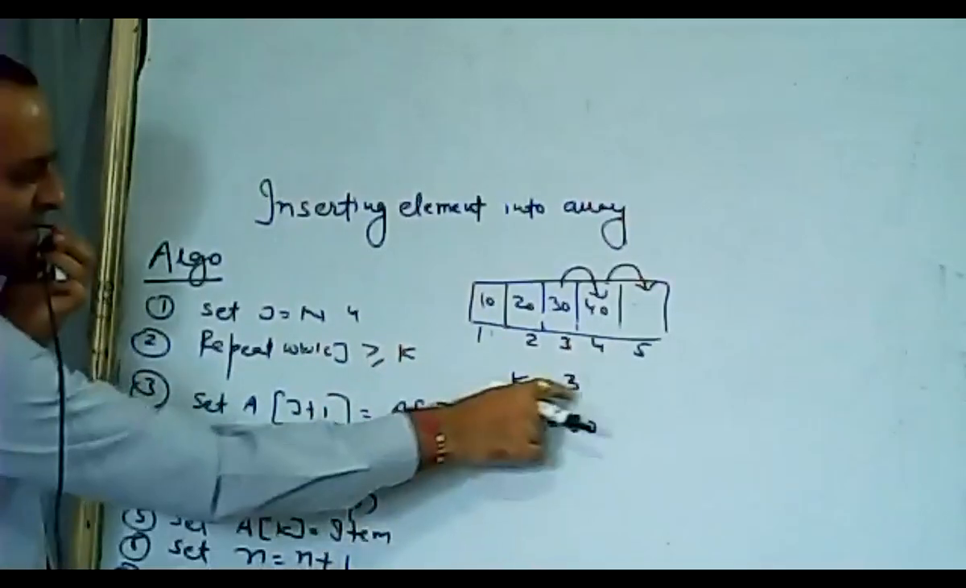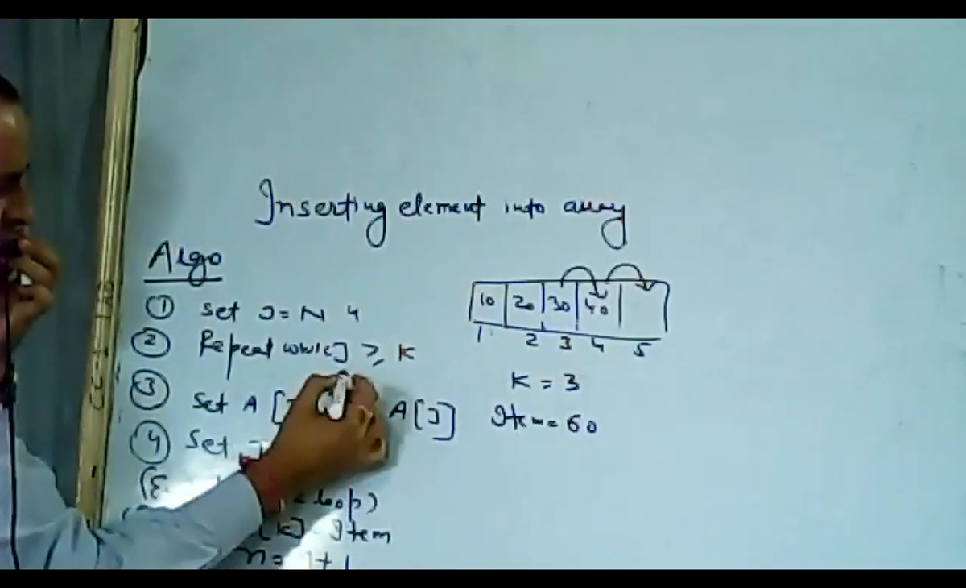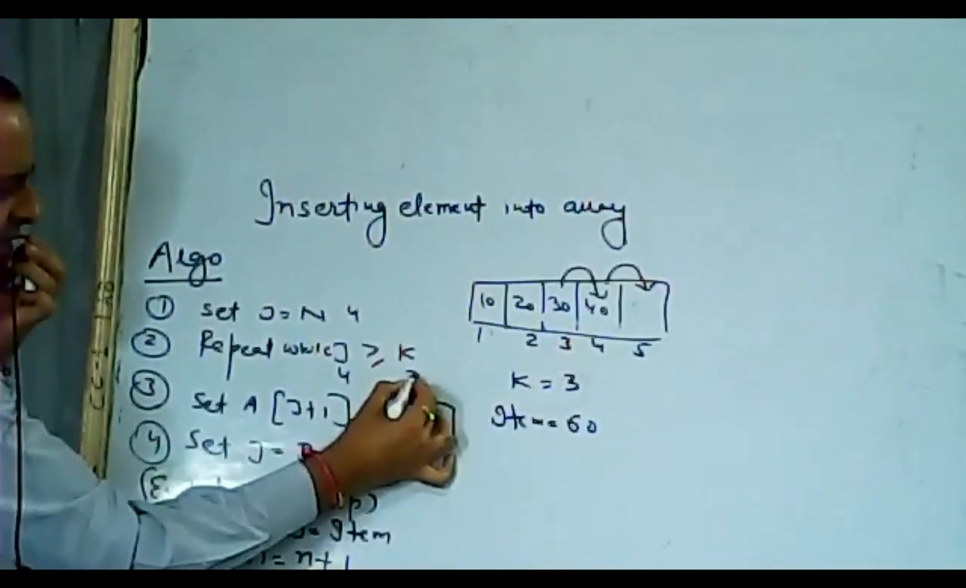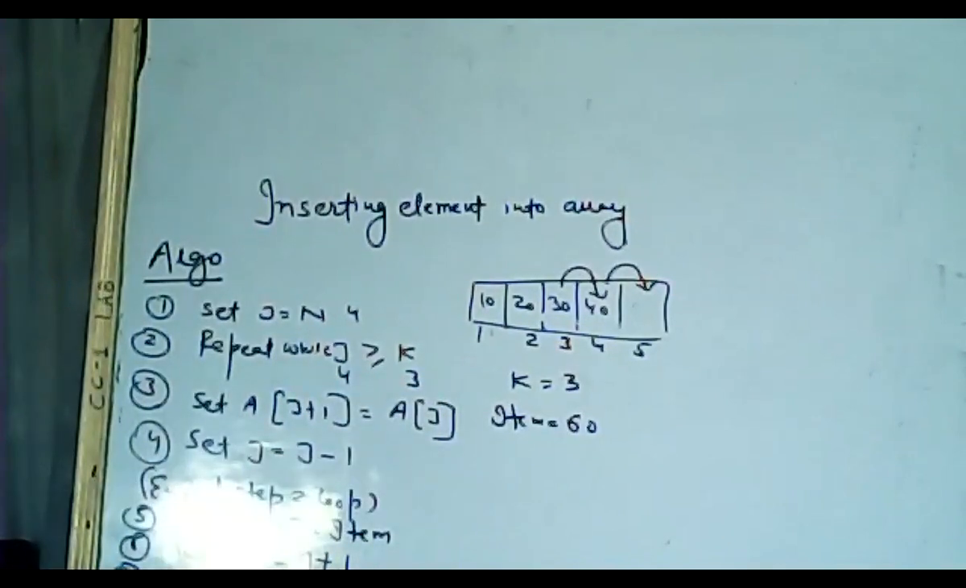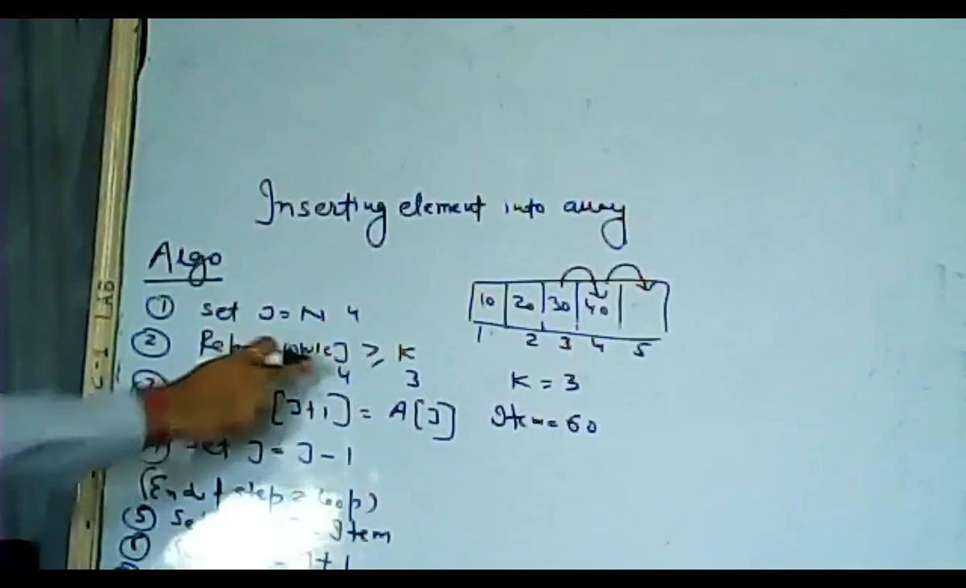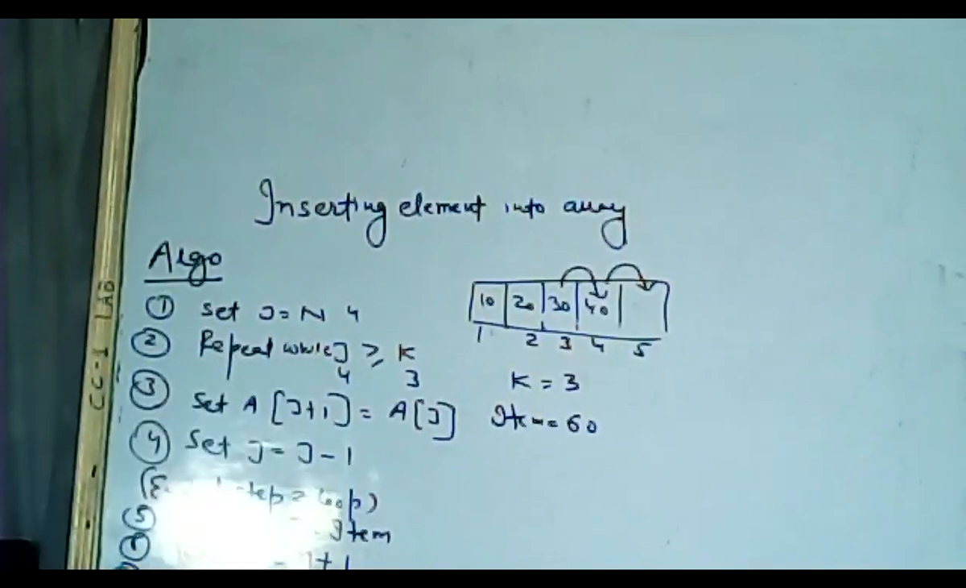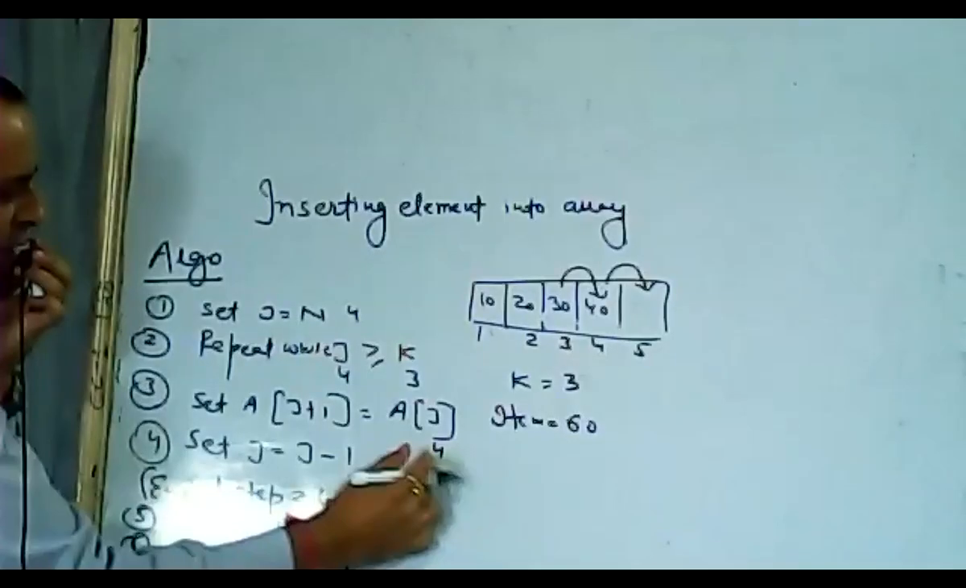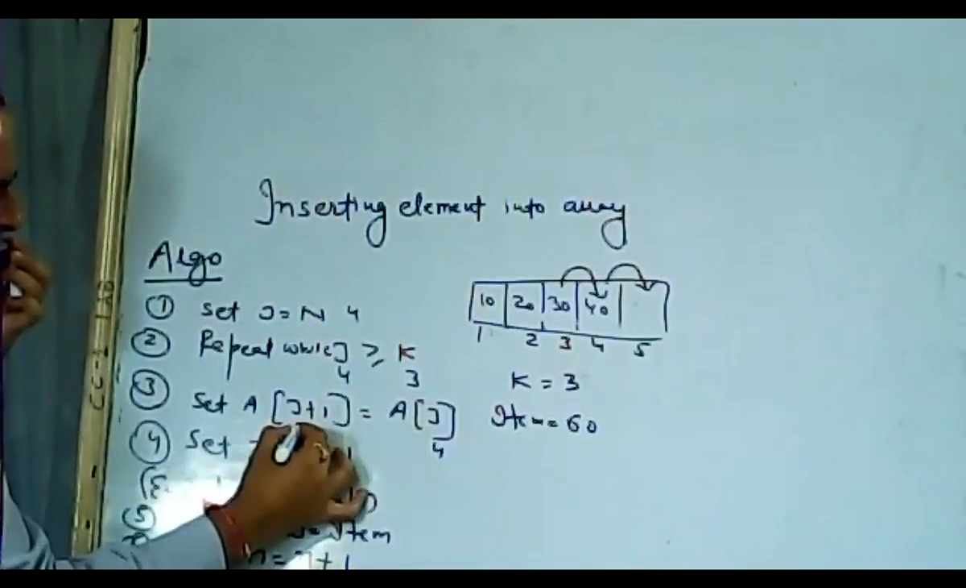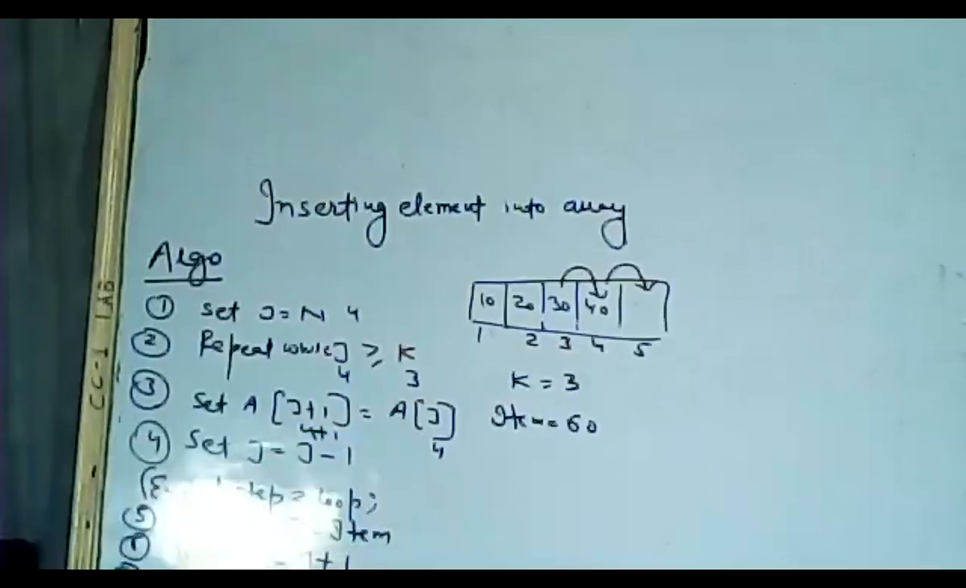Now K is the position where I want to insert, that is 3. So J is 4. 4 is greater than 3. Condition is true. Yes or no? Yes, sir. Now J's value is 4. So where do I have to put A of 4? 4 plus 1, in 5. This 5, sir. Is it clear? Yes, sir.